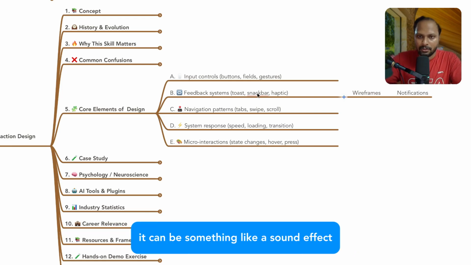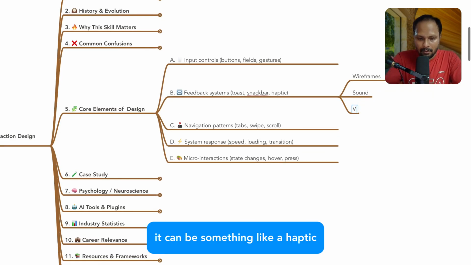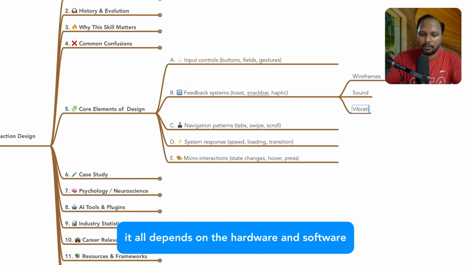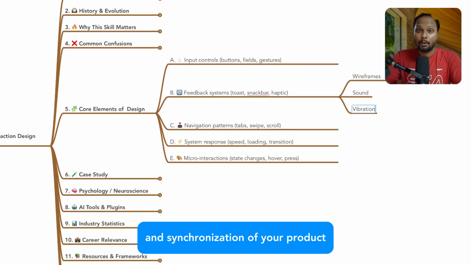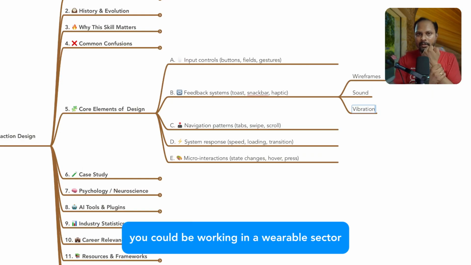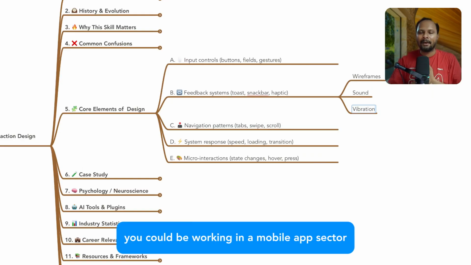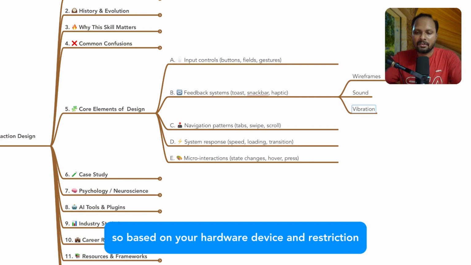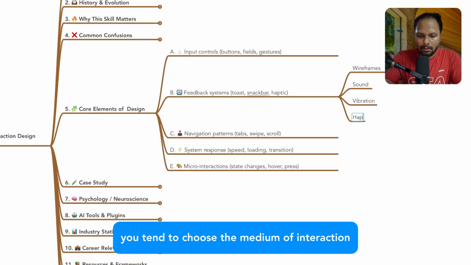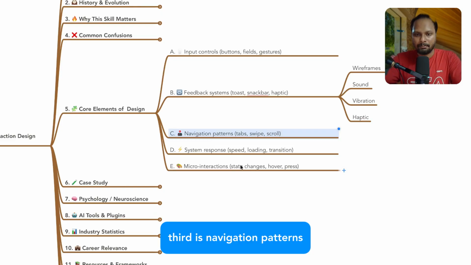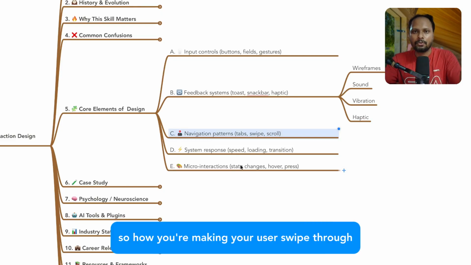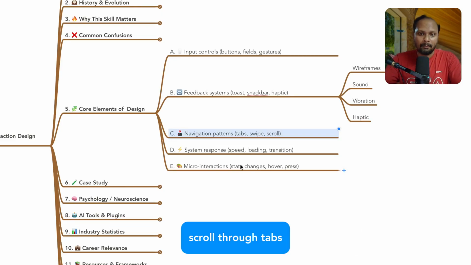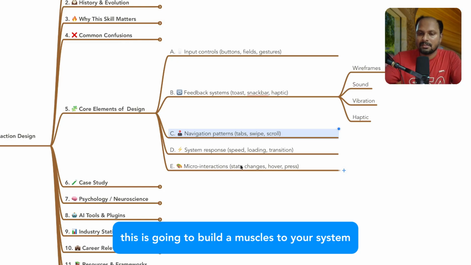It can be vibration, a sound effect, or a haptic. It all depends on the hardware, software and synchronization of the product you're using. You could be working in the wearable sector, in mobile app development, or in web apps. So based on your hardware device and restrictions, you choose the medium of interaction. Third is navigation patterns. How are you making your user swipe through, scroll through tabs? This is going to build muscle memory in your system.